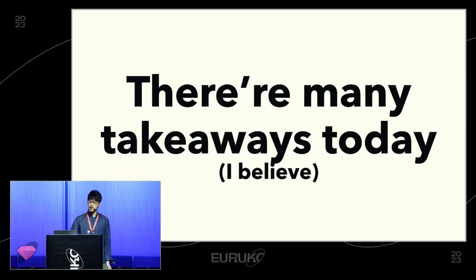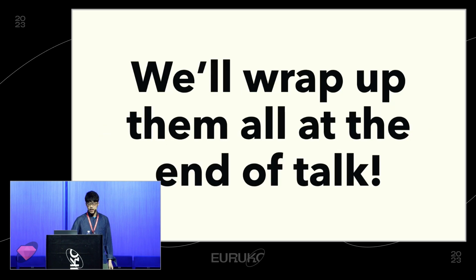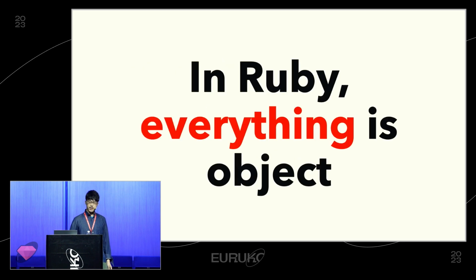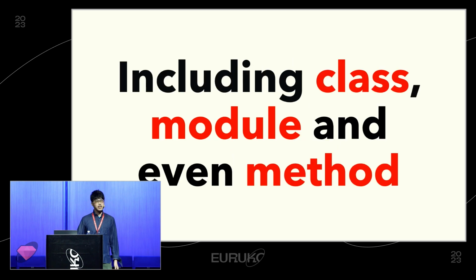There are many takeaways today. I believe you can learn something, but don't worry, we'll wrap them all up at the end of the talk. Also note that in Ruby, as you might know, everything is an object. What is everything? Class, module, and even method is an object. And RSpec uses them to be functional.